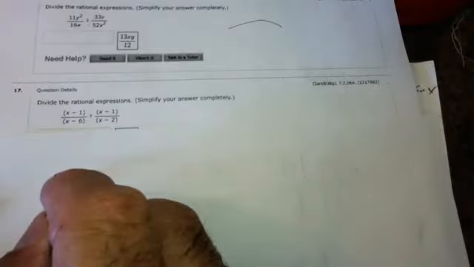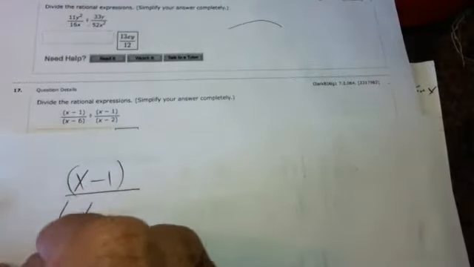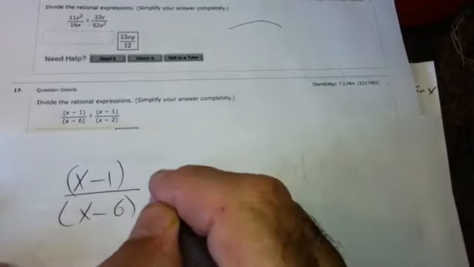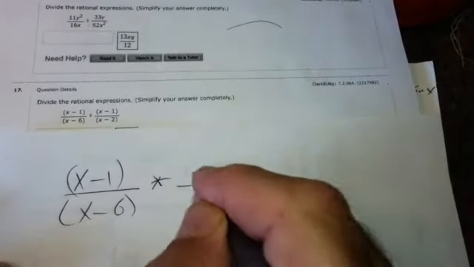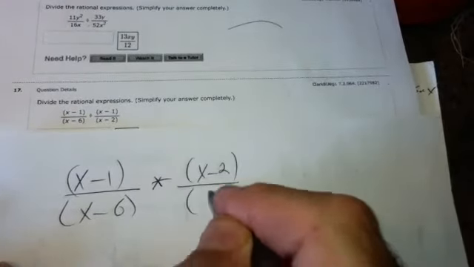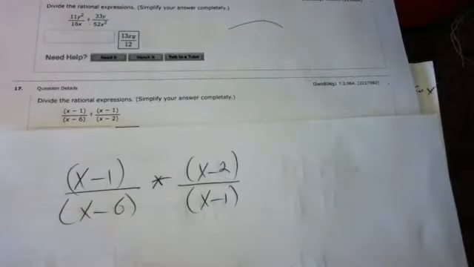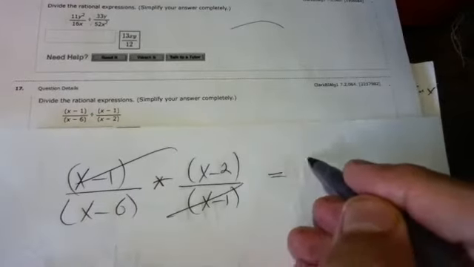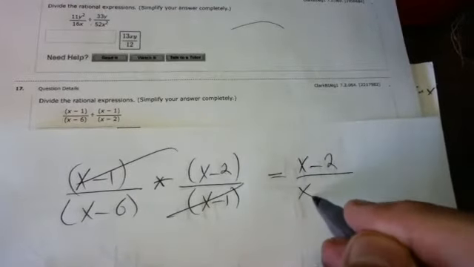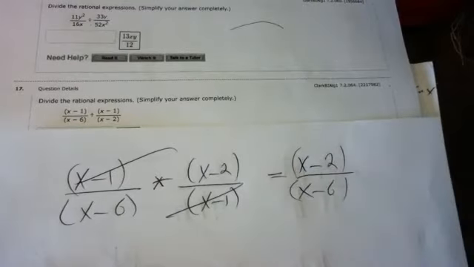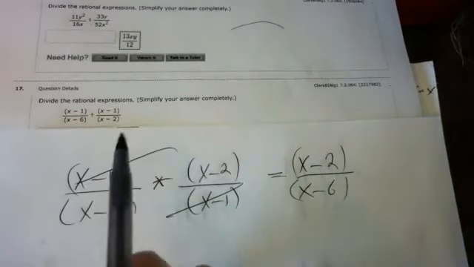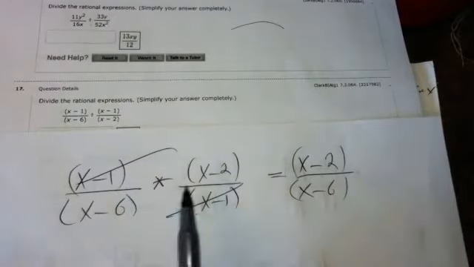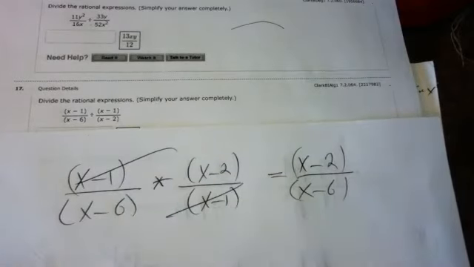Division is a division sign. x minus 1 divided by x minus 6. Change the division to multiplication and reverse the second fraction. What is left is what? x minus 2 over x minus 6, right? So you change the division sign to multiplication and reverse the second fraction.